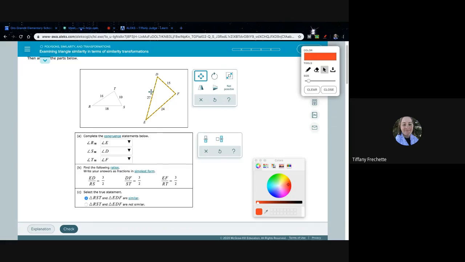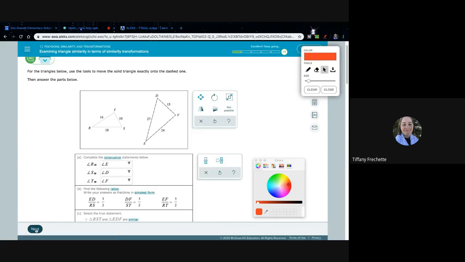And I knew they were similar because it snapped into place. This shows me that they are in fact similar because I can take this triangle, make it a little bigger, and it's the same as this one. Next.